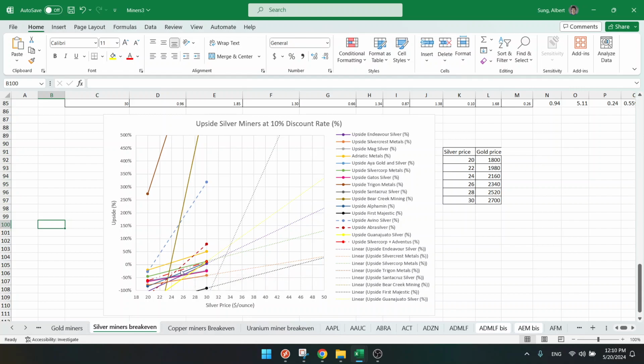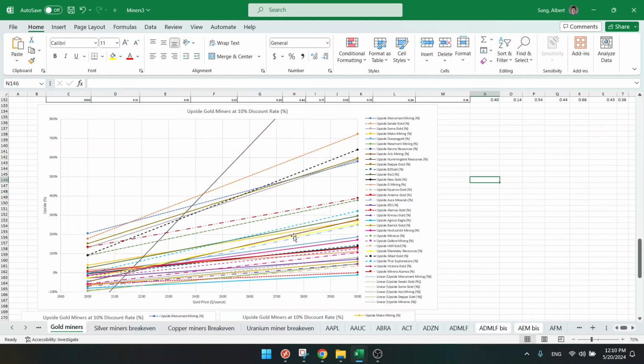So yes, based on this, the upside for silver miners is lower than gold miners. Some have a double, some have a 50%. That's not too good. For the gold miners, we have 5x, 3x, and 2x. So that's why I'm putting the money in gold miners instead of silver miners.